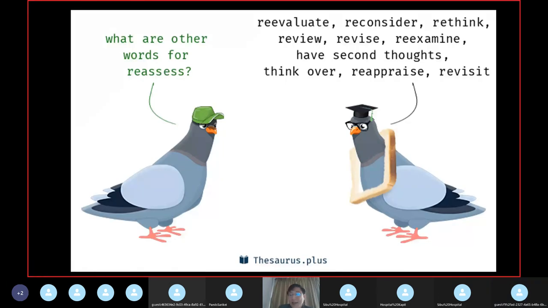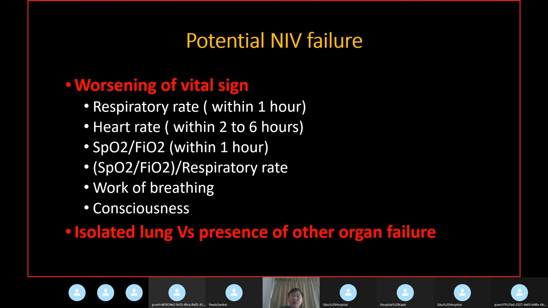And when you start a patient on NIV, always review, always reassess. Whether you want to call it re-evaluate, reconsider, rethink, or review, you always need to reassess. When I first started, I actually always got into trouble, so I have to be very, very careful and always review.